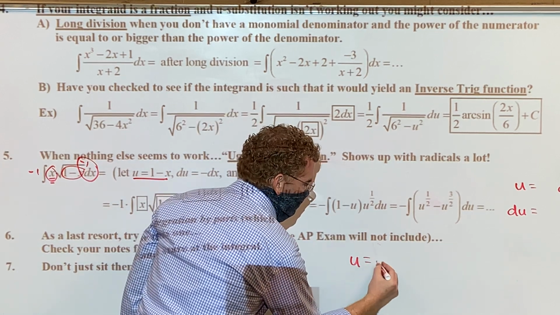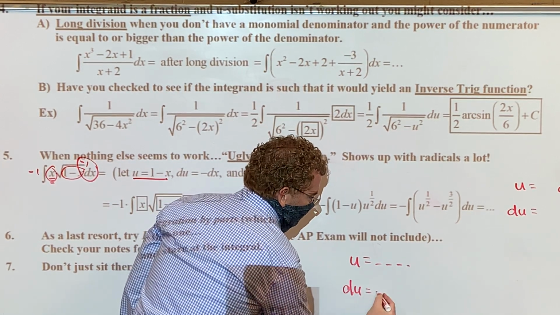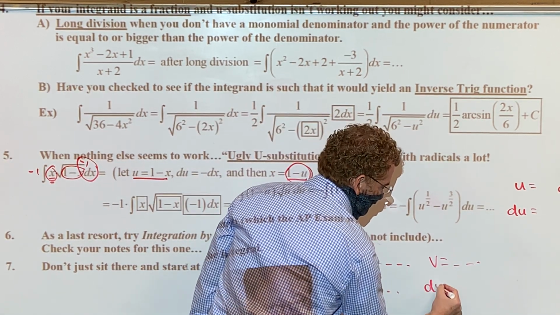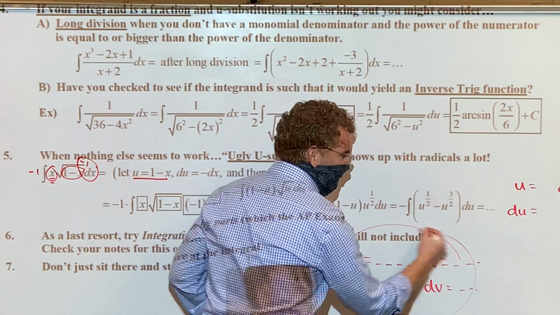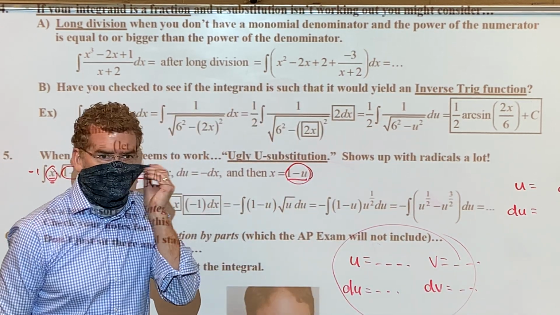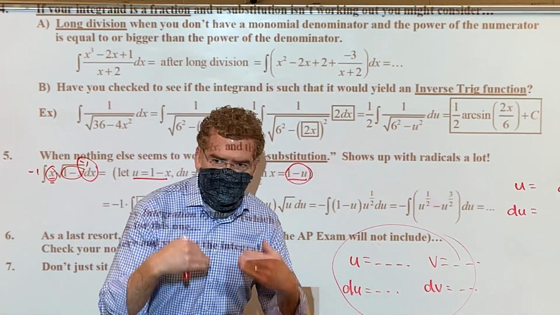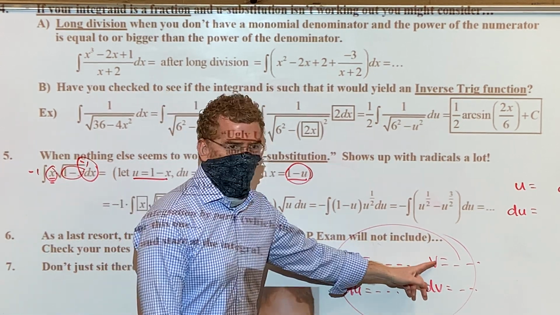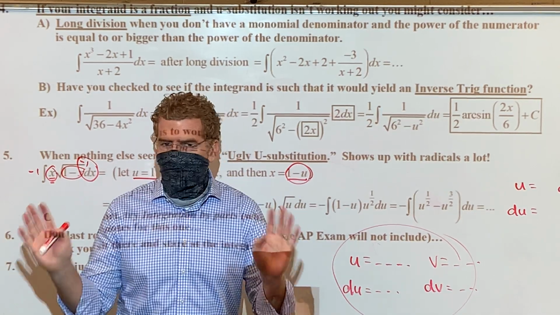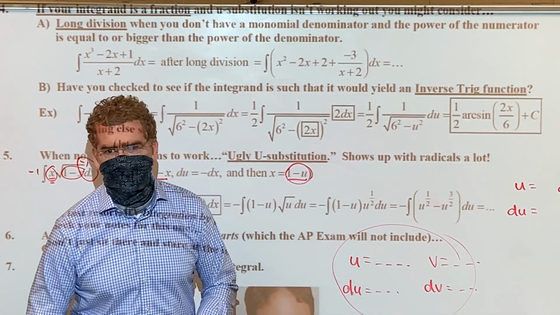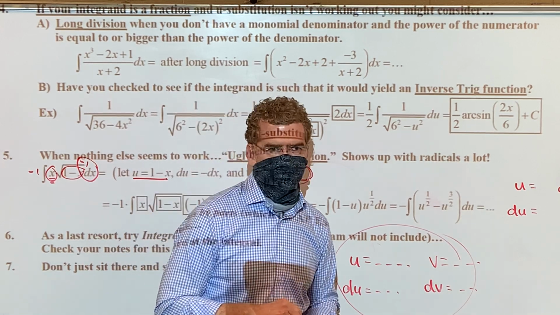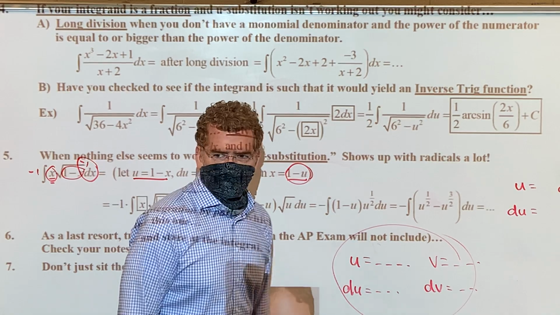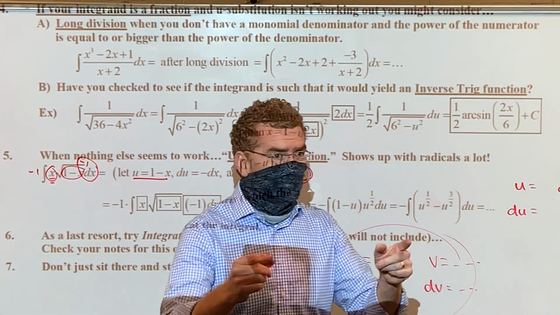If you see like a U and then a DU, which is pretty common, right? But then you also see a V and then a DV. If you see something like that, that's an integration by parts problem, just skip it. I think that I've omitted them all, but I might have missed one or two. So if you see anything like that, you're like, what the heck is he doing? Don't worry about it. It's not an AP topic. You would have to learn it in Cal 2 when you go off to college, if you have to take that. All right?